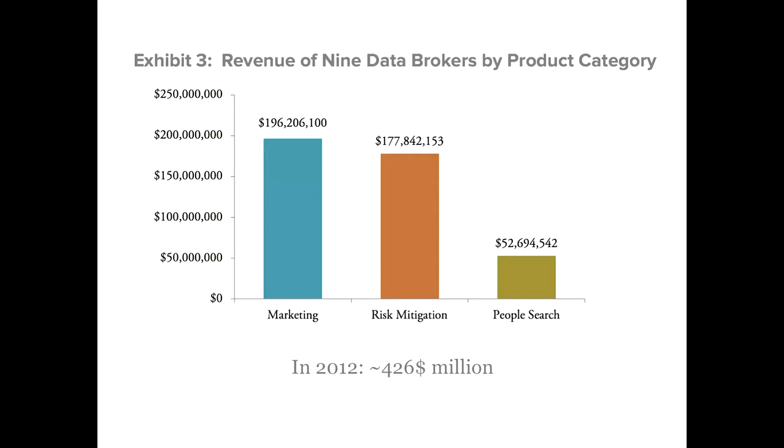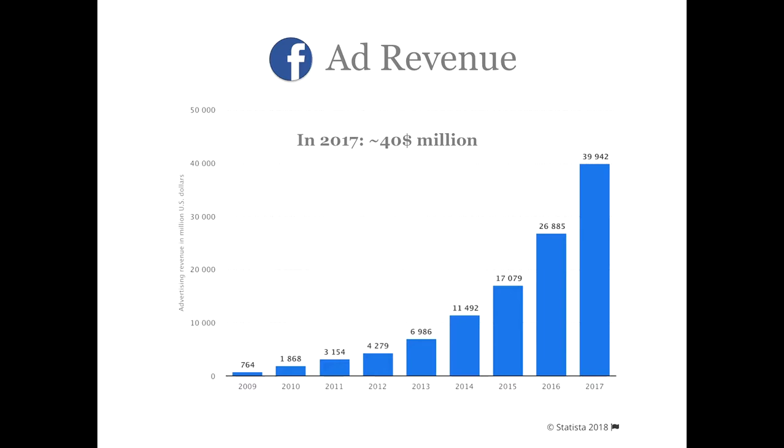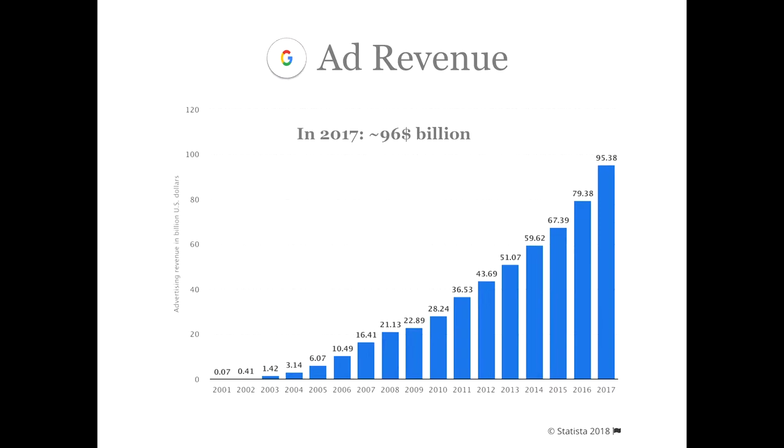Also split up by these market branches, with marketing being the biggest play on it, like these targeted ads and targeted marketing. So also these social networks, they make money with ad revenues. In 2017, Facebook made around $40 million with ad revenues, which is, compared to Google, very little. Google made about $69 billion with ads.